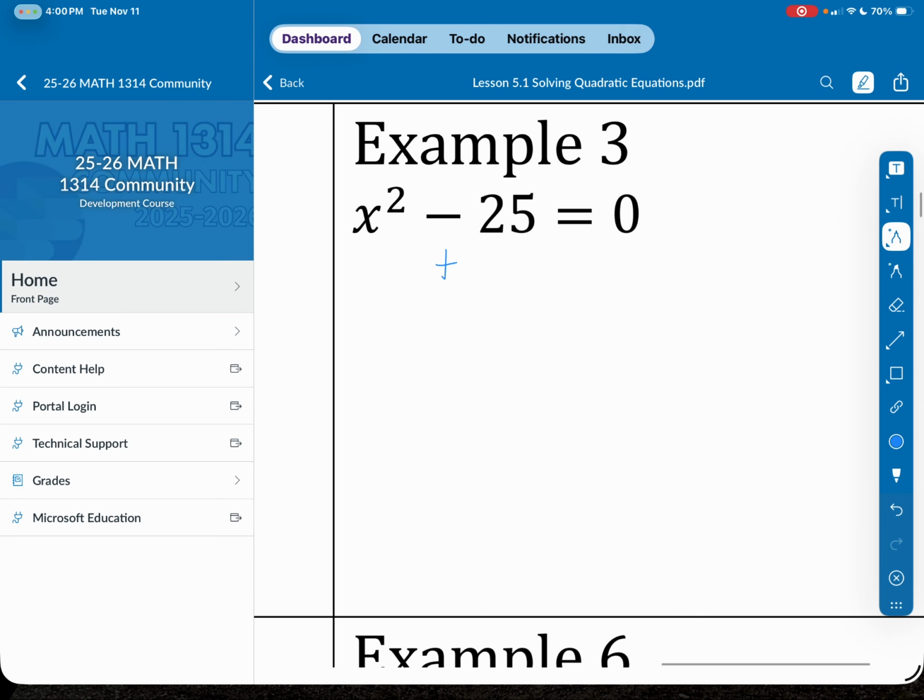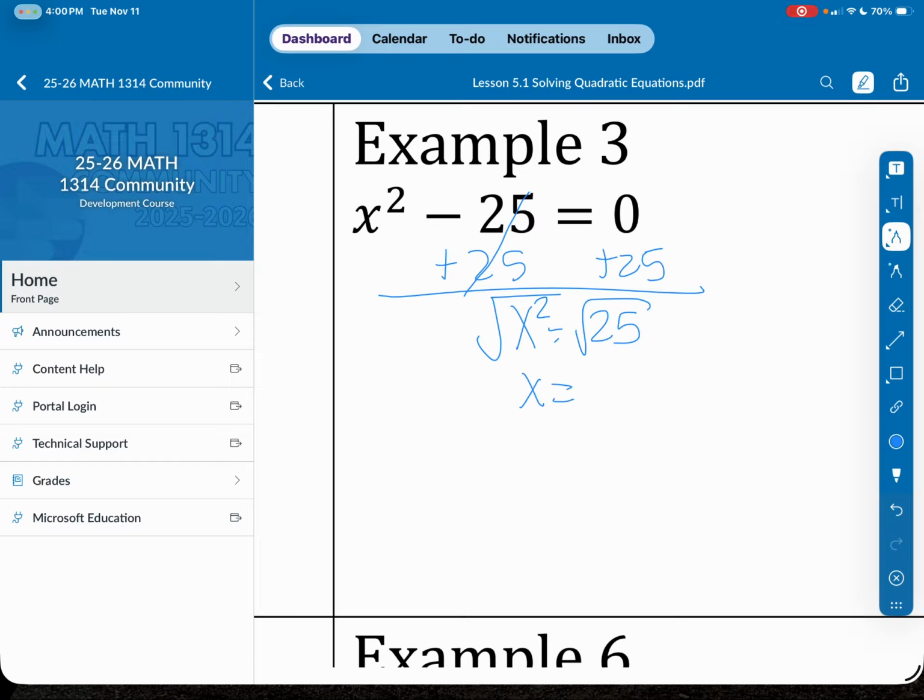Example 3, same thing. So we get x squared equals 25. And so I'm going to take the square root and I get that x equals, now the square root of 25 is 5. So it's going to be positive or negative 5. And that would be your answer there, okay? So because 25 was a perfect square, I could pull out a whole number of 5 and I won't have a square root at all.